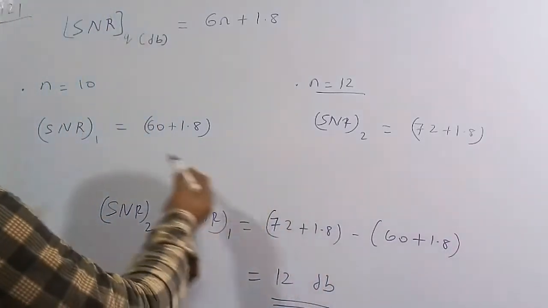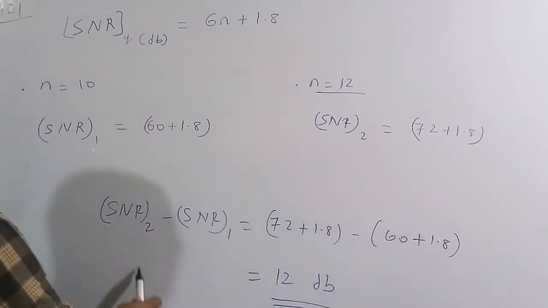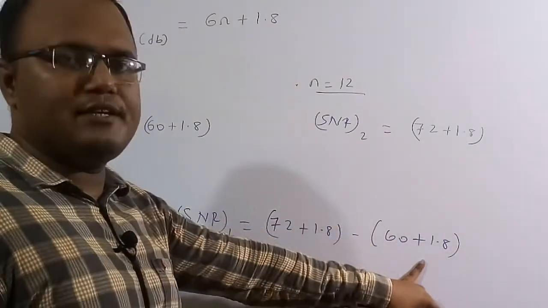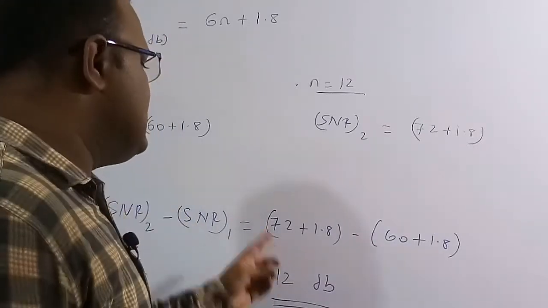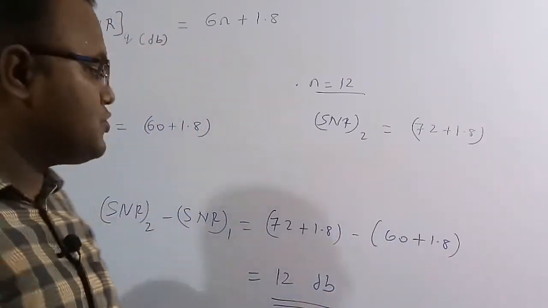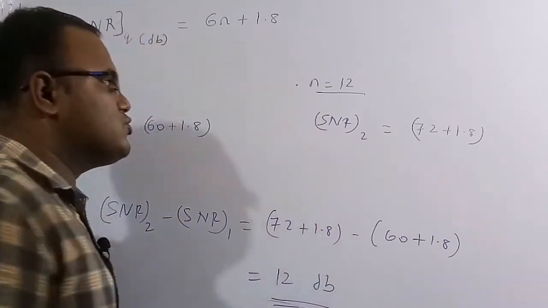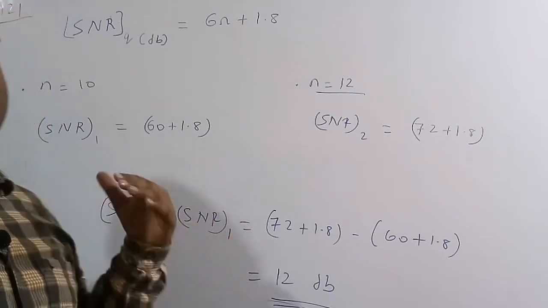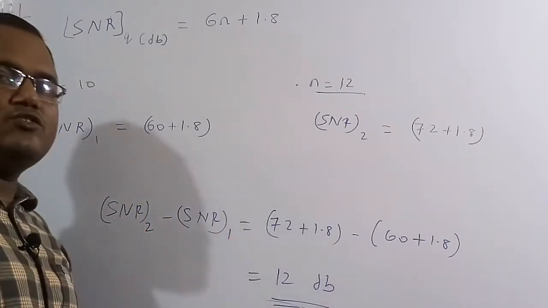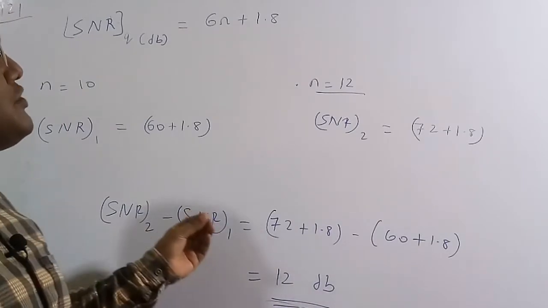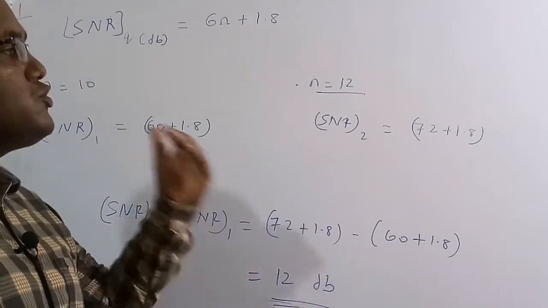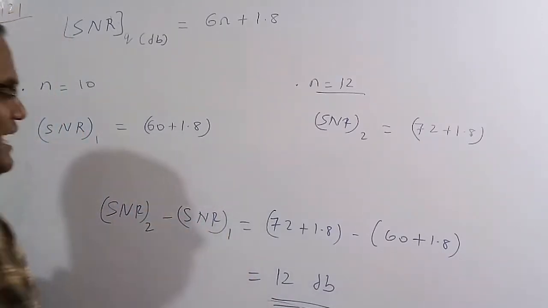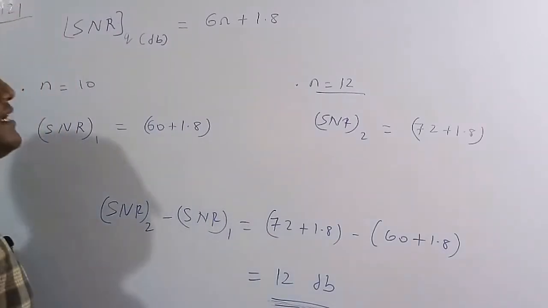Now do the subtraction of second minus first. So SNR2 minus SNR1 is equal to 72 plus 1.8 minus 60 plus 1.8. The 1.8 cancels. 72 minus 60 is equal to 12 dB. Therefore, we can conclude that the signal to quantization noise ratio of the second one is 12 dB higher than the first one. When n is equal to 12, the signal to quantization noise ratio is always 12 dB more than the first. So we can say it increases by 12 dB. It is the correct solution of this question.